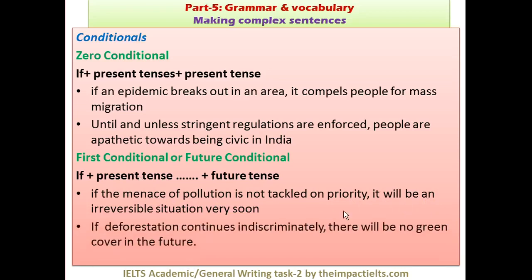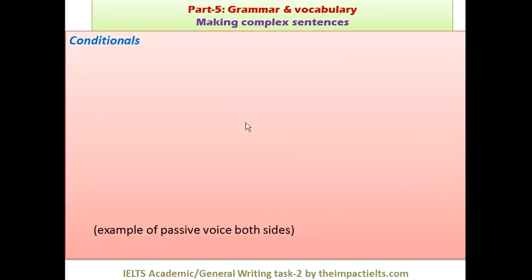Here is another example. If deforestation continues indiscriminately, there will be no green cover in the future. And these sentences are relevant for different types of topics, so you can understand that here I am talking about the pollution topic, the deforestation topic, right? So let's talk about conditional 3.